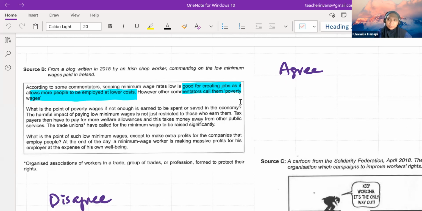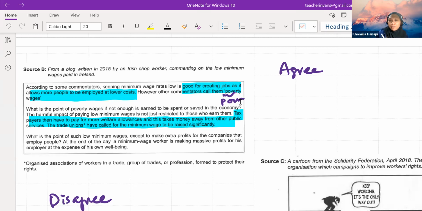Why poverty wages? What is this poverty? Isn't poverty associated with poor? So how can minimum wage, which is the basic pay that any employer gives you to have a decent living, be poverty? How is it not enough? What is the point of a poverty wage if it's not enough to be spent or saved in the economy? The harmful impact is that it is not restricted to those who earn them. Taxpayers have to pay for more welfare allowance, and this takes money from other public services. Trade unions have called for the minimum wage to be raised significantly.